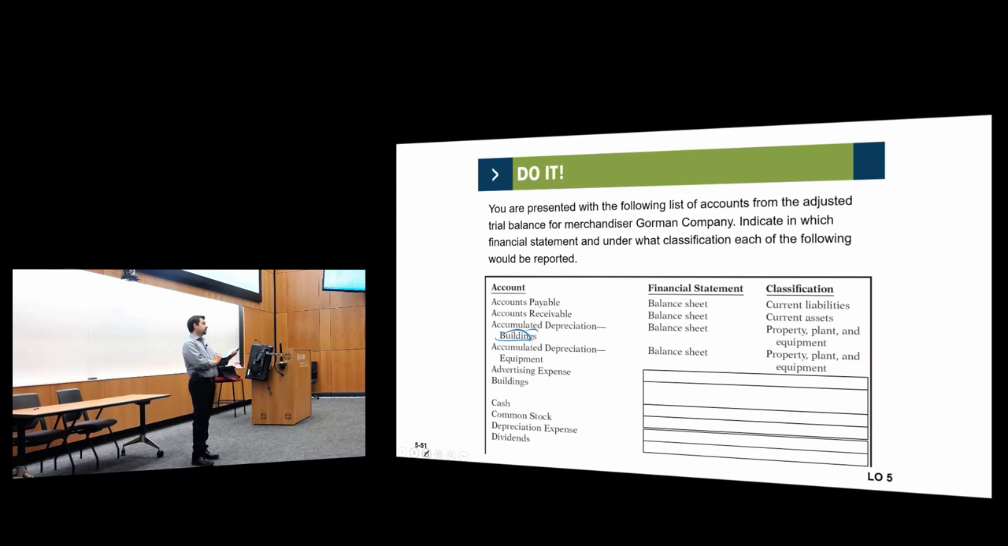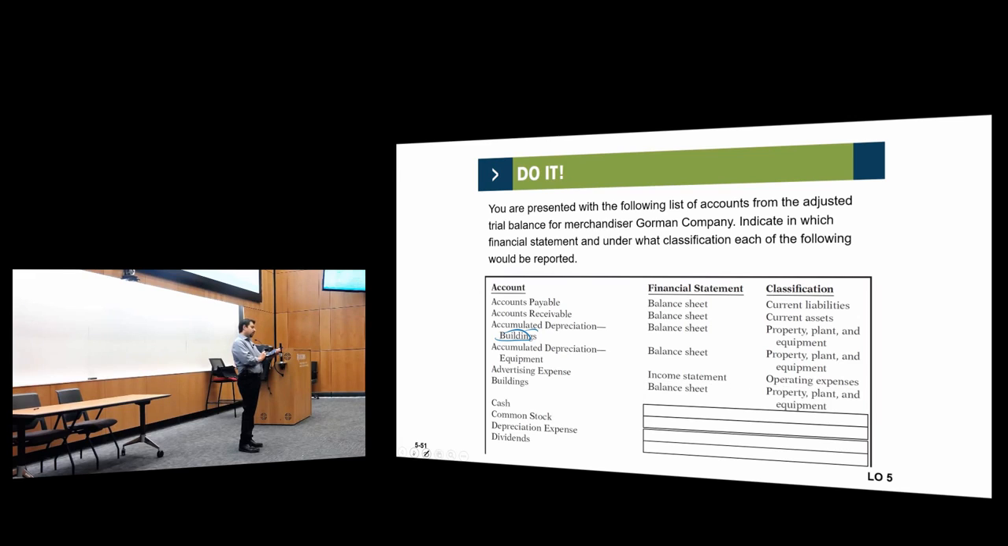Okay, advertising expense, income statement, it's operating expenses. Buildings, when you say building, this is used for operation. It's not investment in buildings. Remember that if a building is used as an investment, it will be called long-term investment. But when they simply say building, the underlying assumption is that this is a building used for business operations. So it will be balance sheet and property, plant, and equipment.